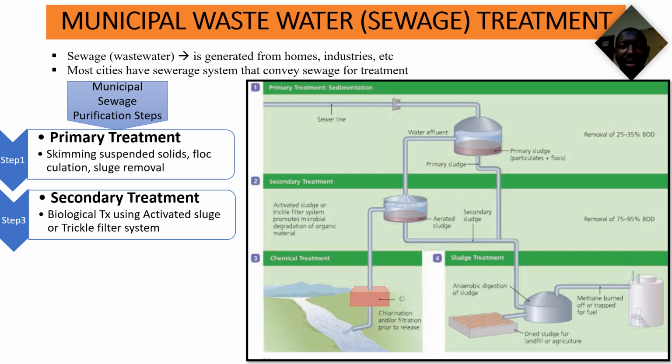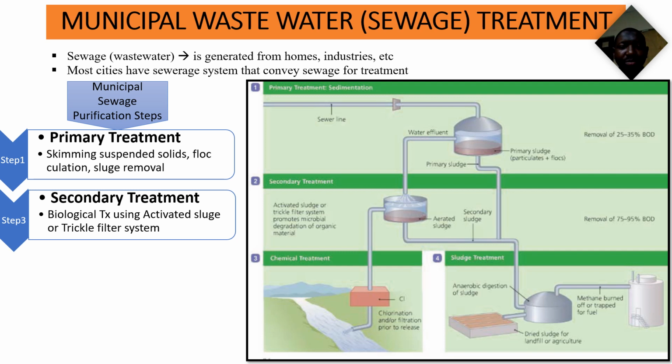The water is aerated to facilitate the growth of aerobic microorganisms that oxidize dissolved organic chemicals to carbon dioxide and water. So the aeration takes care of most of the pathogenic microorganisms, because most of the pathogenic microorganisms are facultative anaerobes. So by aerating the system, most of the pathogenic microorganisms will be killed in this process.